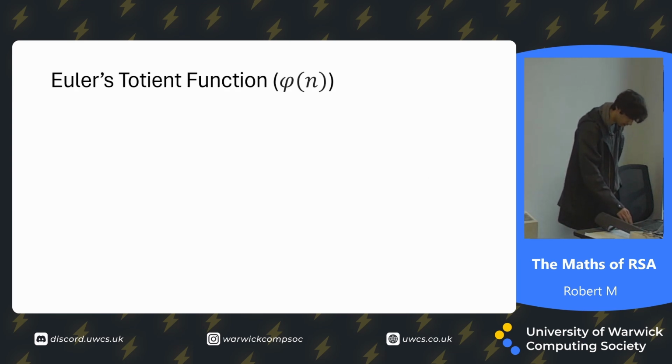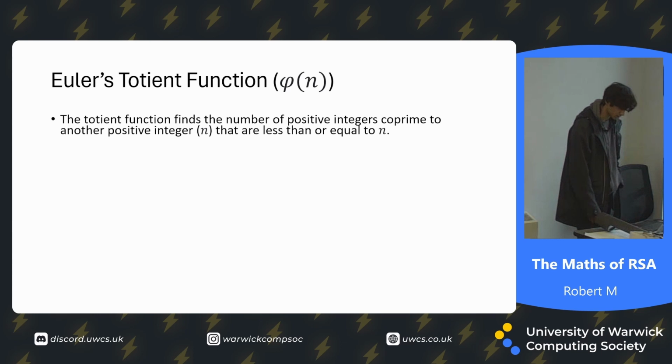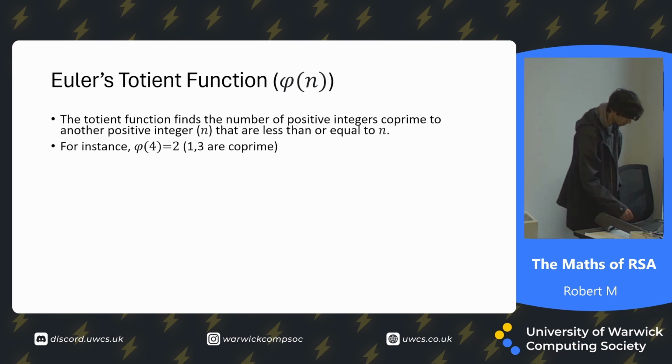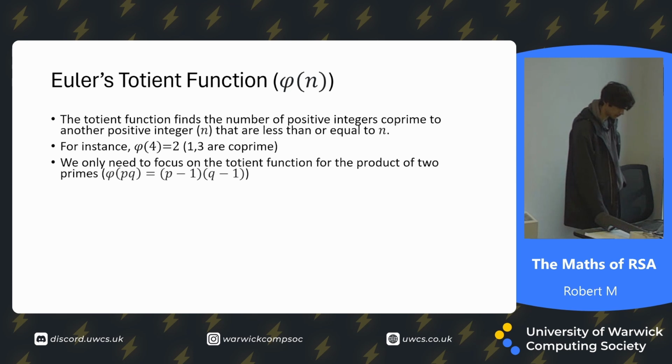To get actually onto the maths of it though, the first thing we're going to need to talk about is Euler's totient function. The totient function is quite simple. It just finds the number of positive integers less than or equal to a positive integer that are co-prime to it. Very quick example: phi of 4 is equal to 2, because 1 and 3 are co-prime, but obviously 2 and 4 aren't.